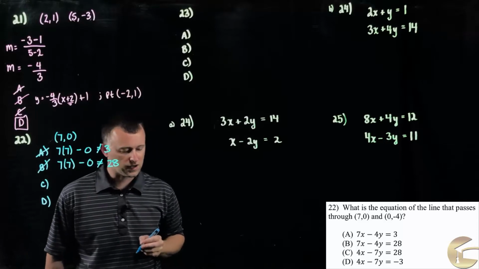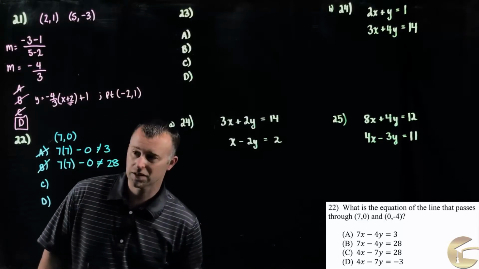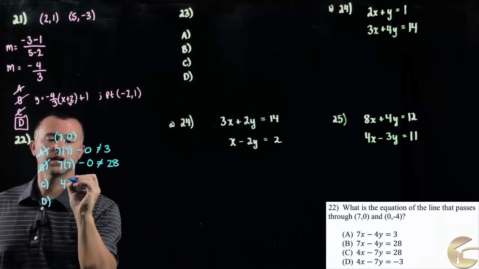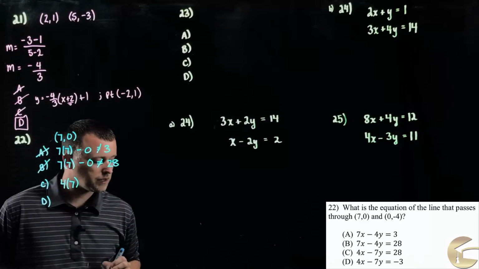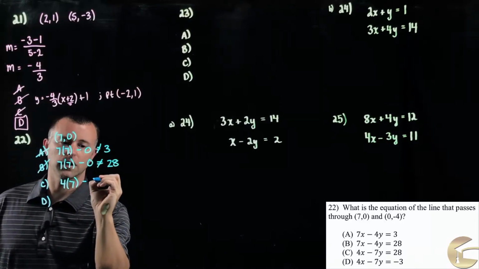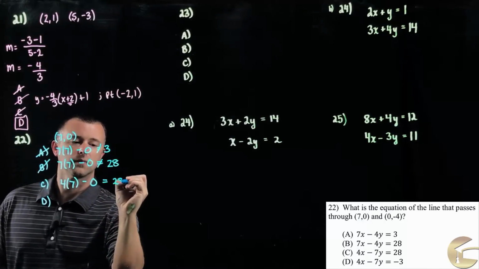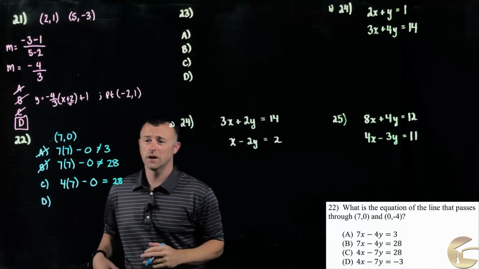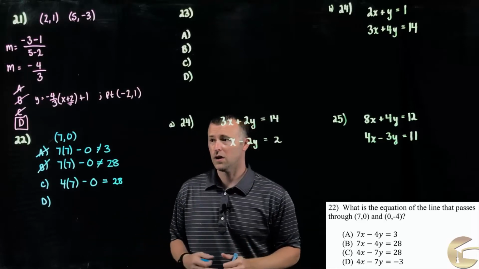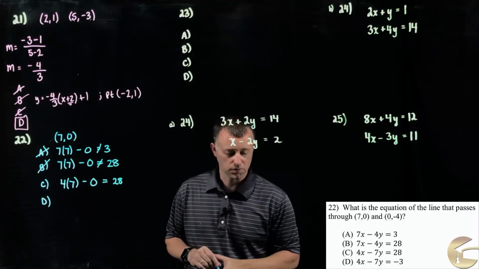So again, plugging in (7, 0). The next one is 4x minus 7y. So I'm going to go 4 times x, which is 7, minus 7y, which is 0 again. And does that equal 28? Yes, it does. Now, it doesn't necessarily make C right, but if D doesn't work, then I don't have to worry about picking another point. I know it's my answer.